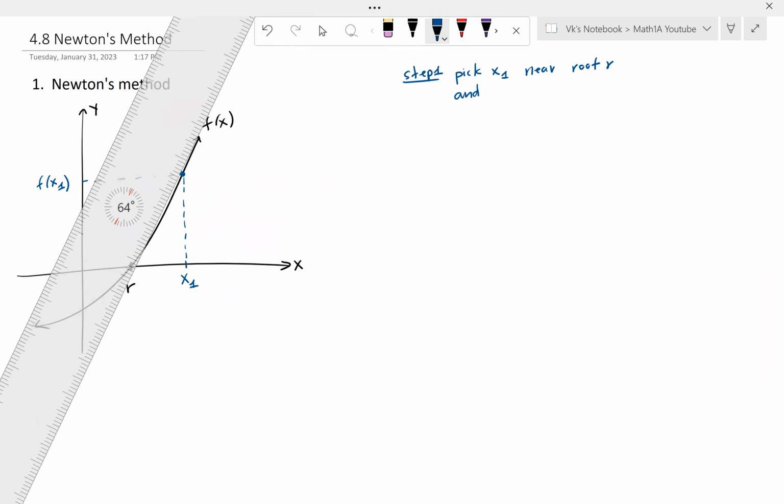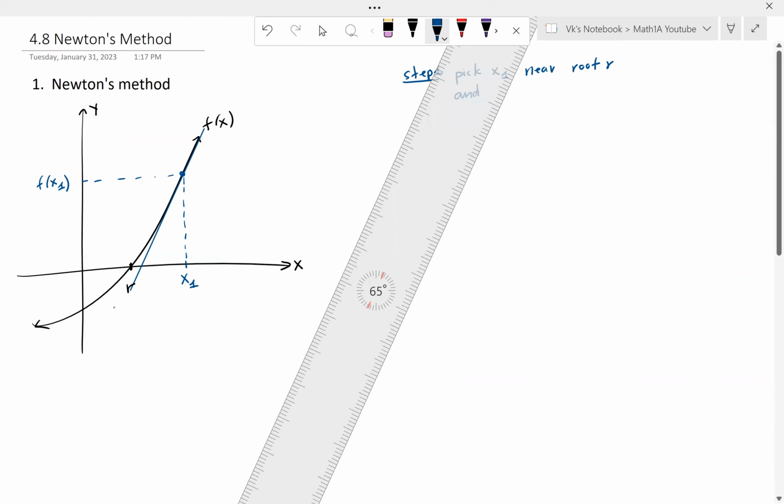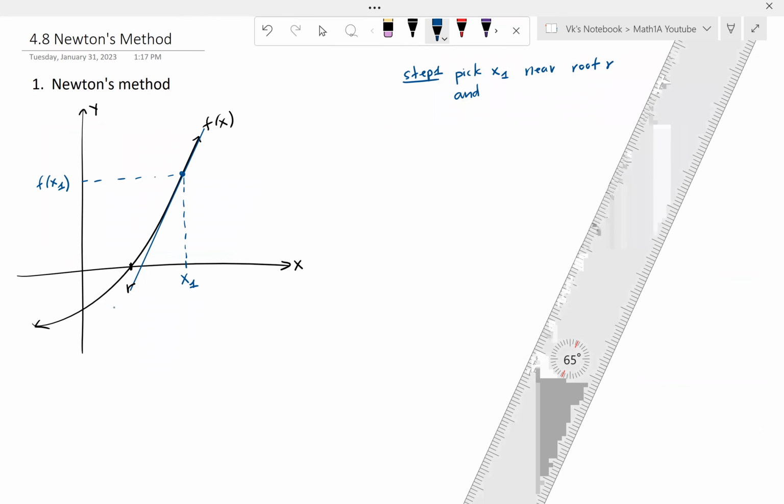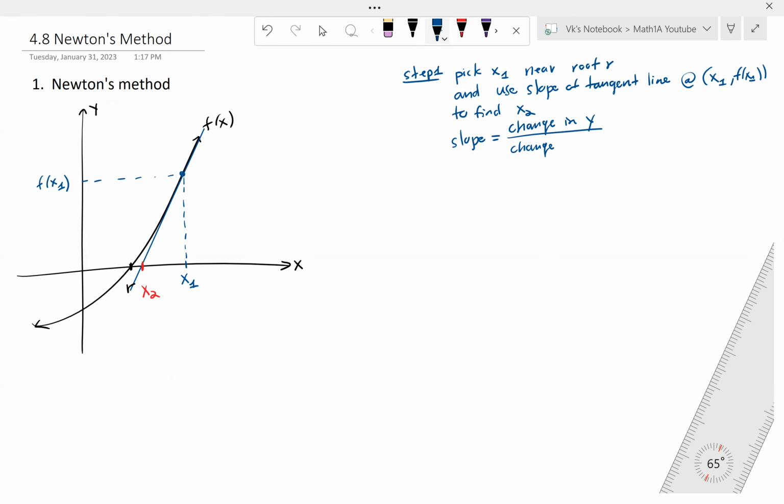What is going on here is that there is a tangent line. Down here we have x sub 2. We can use the slope of this tangent line to figure out x sub 2. Okay, so we know slope is change in y over change in x. Slope of tangent line is f prime of x sub 1.